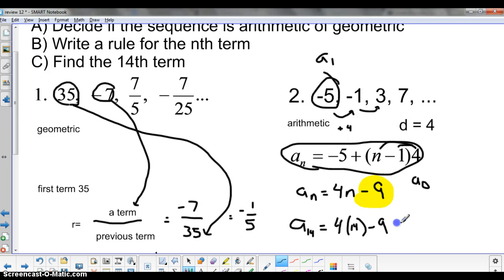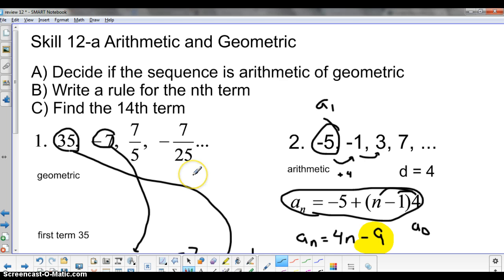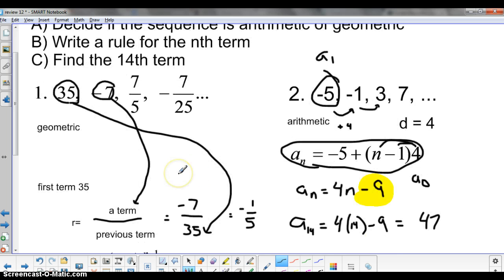And you get 47. So that's the skill for 12A. Write a rule and then find the term. You need to memorize those two general forms so that you can plug them in, simplify, and then move on.